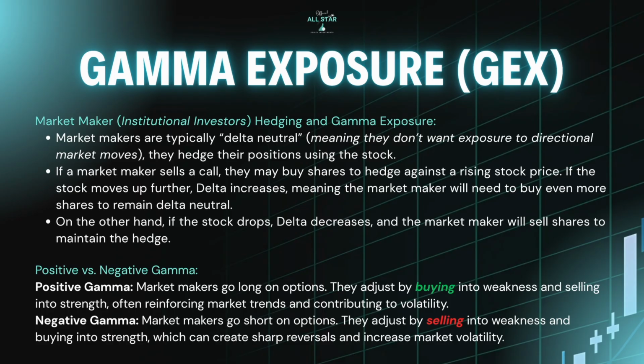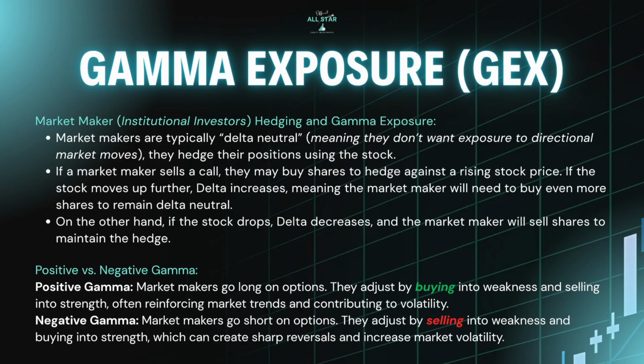So market makers are also known as institutional investors. So you'll hear me use those words interchangeably. So these market makers are usually on the other side of the trade when retail traders buy options. To avoid taking on directional risk, they stay what's known as delta neutral, which means that they hedge by trading stocks to balance out their exposure.